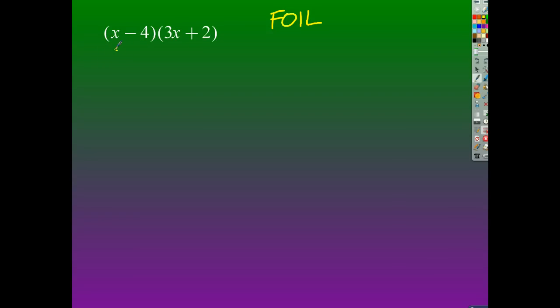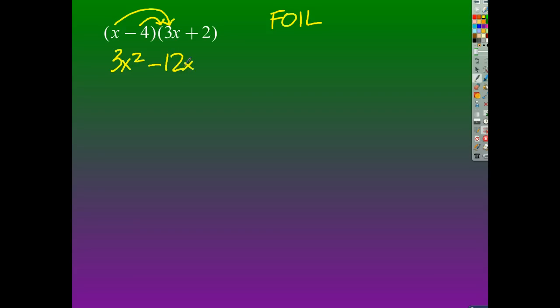Okay, so let's go ahead and we'll take x. What I'm going to do here is take each of these pieces and multiply them both here. So I'm going to take an x and multiply it by both, and negative 4 and multiply both. So we'll take x times 3x, and so I've got 3x squared. Okay, and then I'm going to take negative 4 times 3x, so then I'm going to get negative 12x.